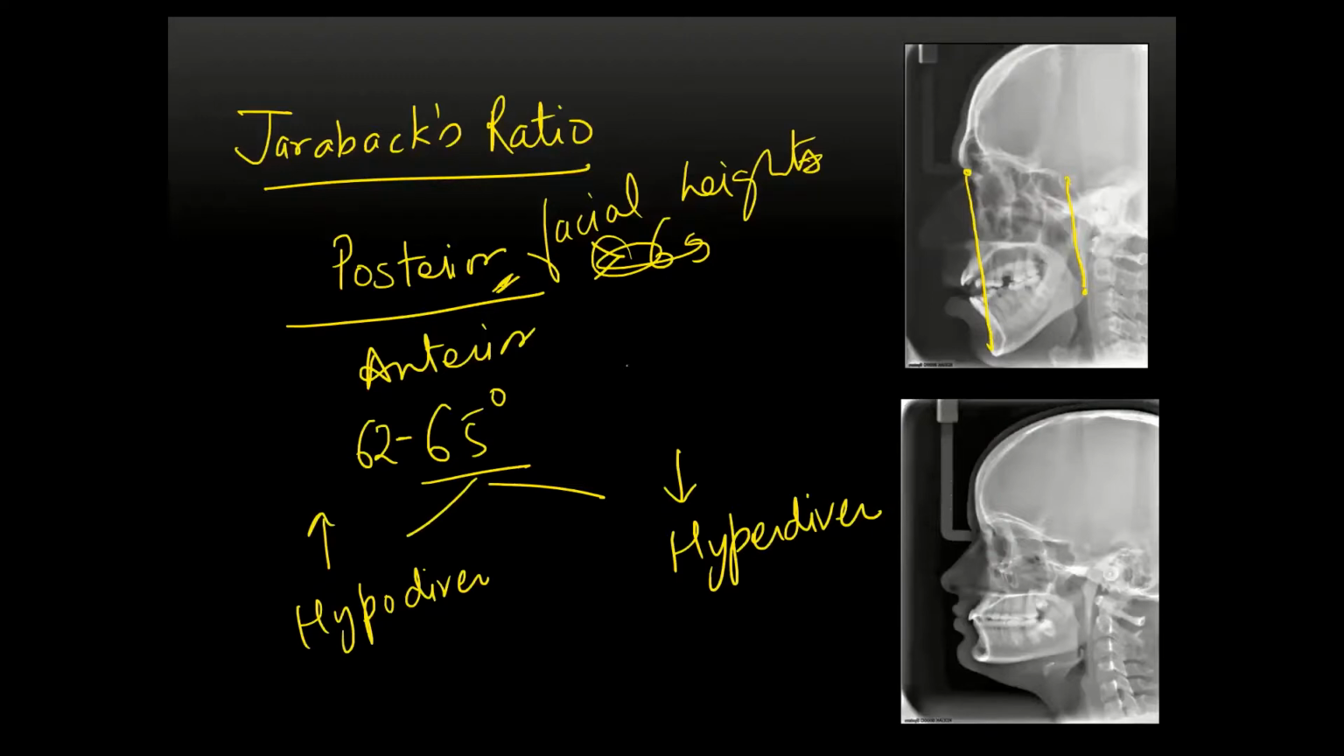The Jarabak ratio is a ratio between the posterior and anterior facial height. Posterior facial height is measured from sella to gonion, and the anterior facial height is measured from nasion to menton.